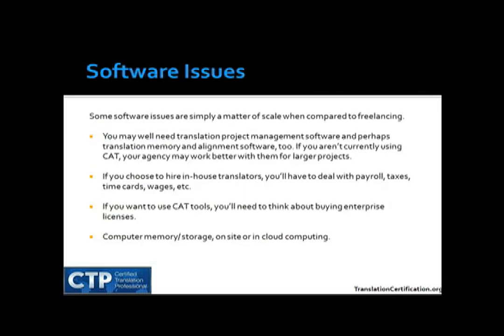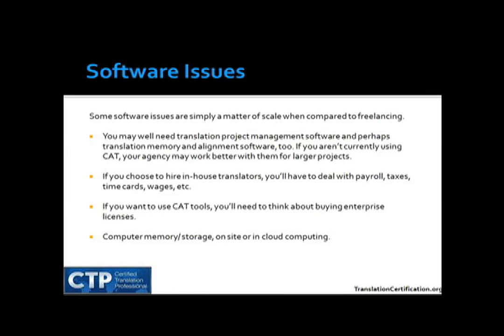Decide how you want to spend your time and how you want to spread your agency's resources. Software issues. Again, some software issues are simply a matter of scale when compared to freelancing. For example, instead of simple invoices through MS Word, PayPal, or Elance, or paper invoices for local clients, you'll need invoicing software that will standardize your invoicing practices across your agency. In all likelihood, you may well need translation project management software, and perhaps translation memory and alignment software too. If you aren't currently using computer-assisted translation software, your agency may work better with that for larger projects.